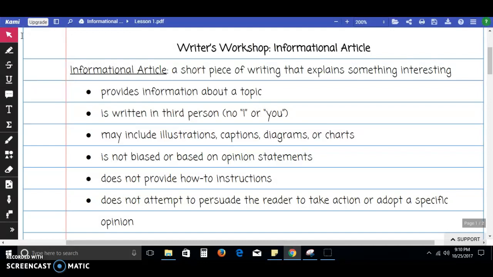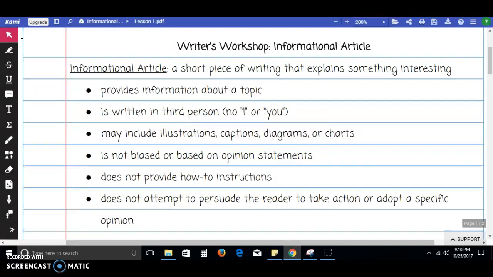Informational articles are also not how-to articles. You're not providing instructions on how to do anything. And your article will not be attempting to persuade a reader to take action or to adopt a specific opinion. You are simply giving your reader information on a topic that you find interesting.